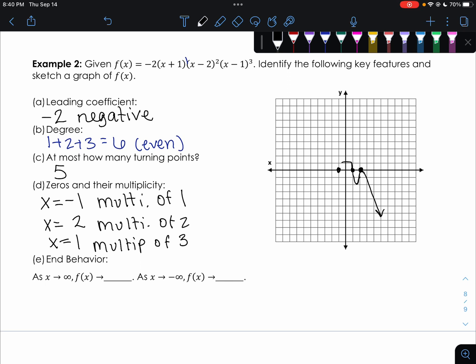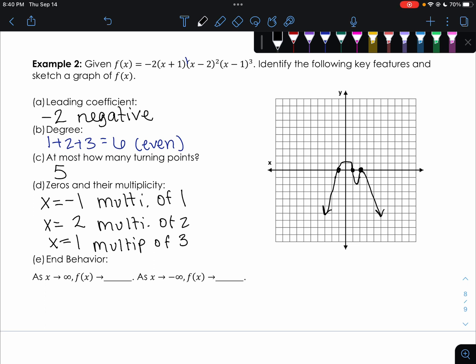And then it has to come back down at some point to finish off that last 0. And it's going to look something like that. Is that exact? Probably not. But it's a rough sketch. That's all that matters. That we understand that it's even and it's going in the same direction because it's a negative leading coefficient. They're both going down. Okay? And then how to identify the zeros and the multiplicity.